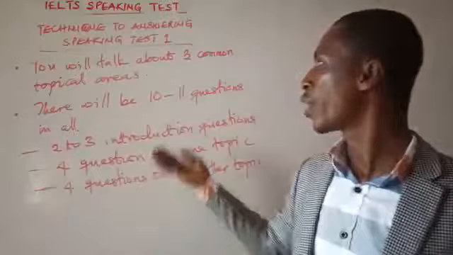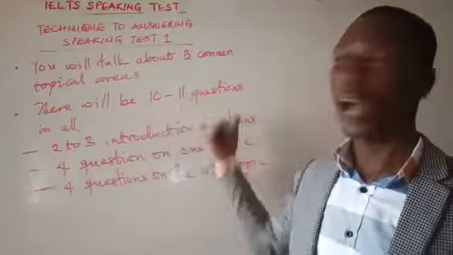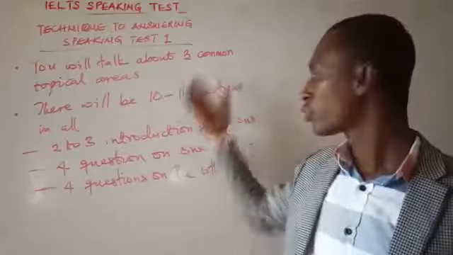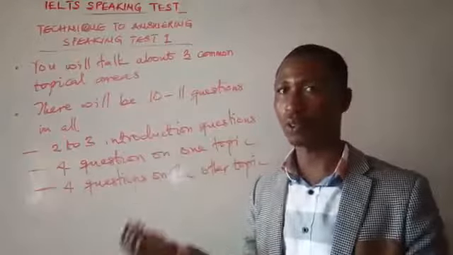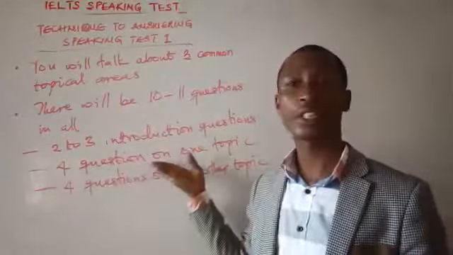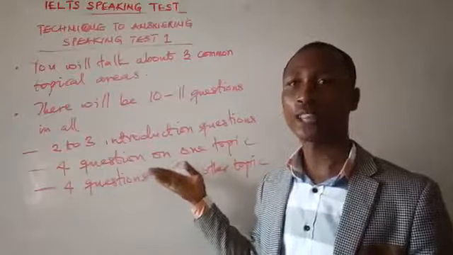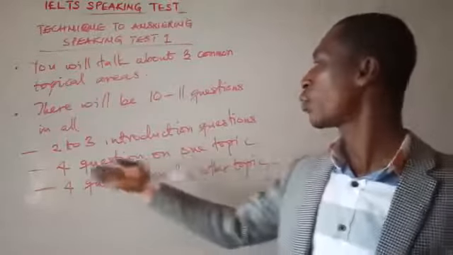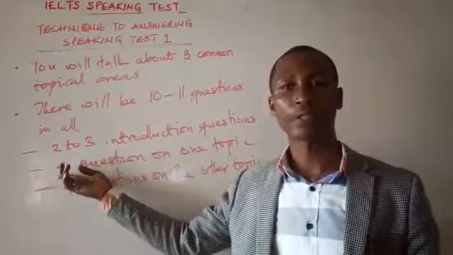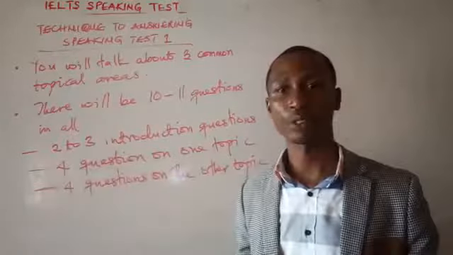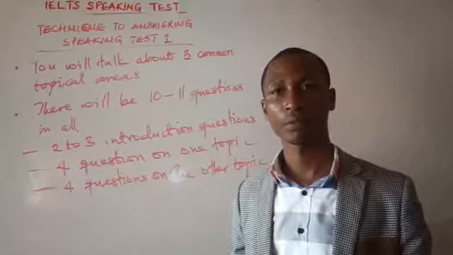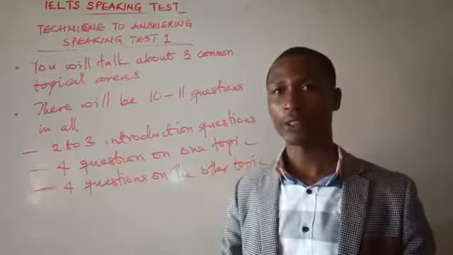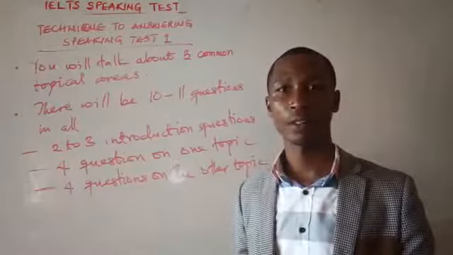Then we are left with the other 2. So another topic will be chosen. It's not you who is going to choose it, it's the examiner. He will decide the one to choose. So when that one has been chosen, then there will be 4 questions on that aspect. What is your favorite food? How is your favorite food prepared? Or you are being asked questions about a festival.